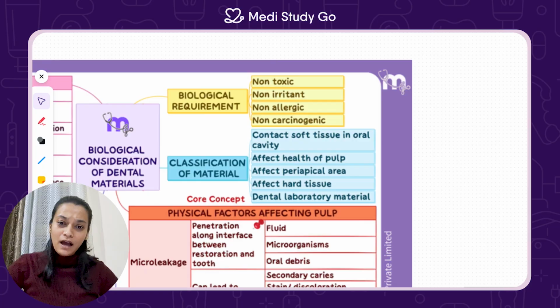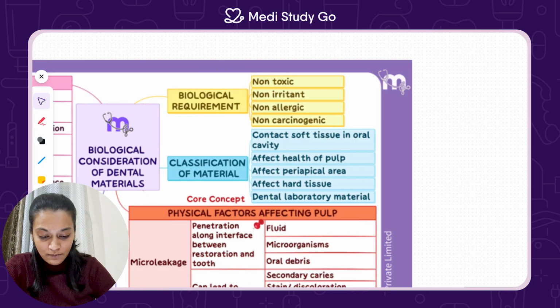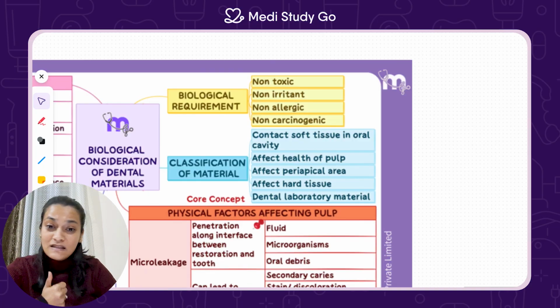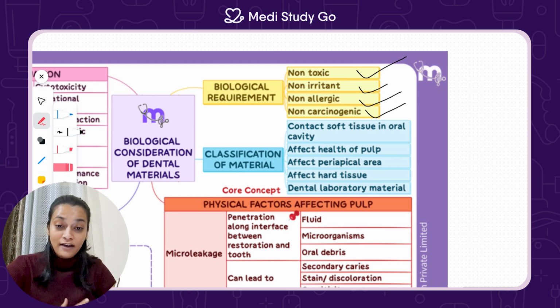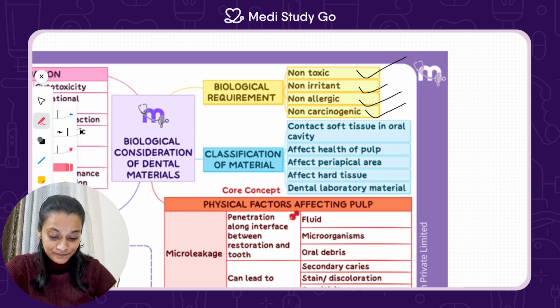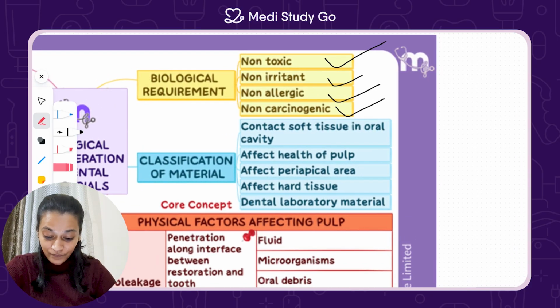So the basic biological requirement of any dental material is these four. It does not have to be toxic, should not irritate the adjacent tissue, should cause no allergic reaction, and definitely does not have the potential to convert into oncogenic or carcinogenic in nature.